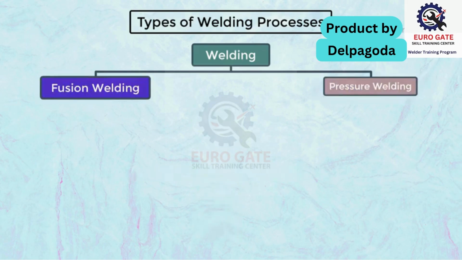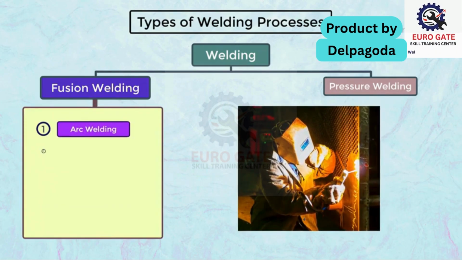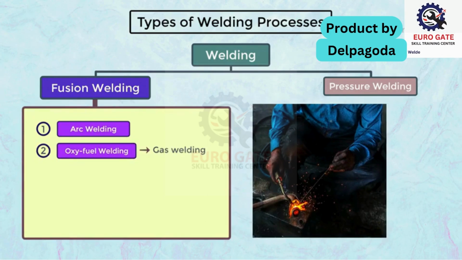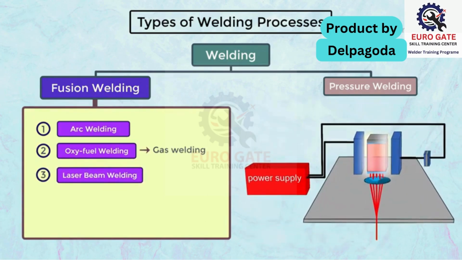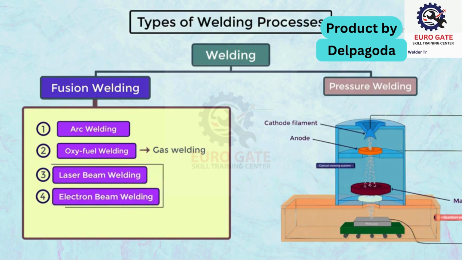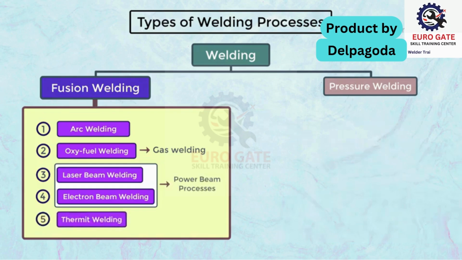Let's see how fusion welding is further categorized. Under fusion welding, we have, first, arc welding. Second, oxyfuel welding, which is also known as gas welding. Third, laser beam welding. Fourth, electron beam welding. These laser beam welding and electron beam welding, collectively, are also named power beam processes. Fifth, thermite welding. Especially, this arc welding process is greatly used.